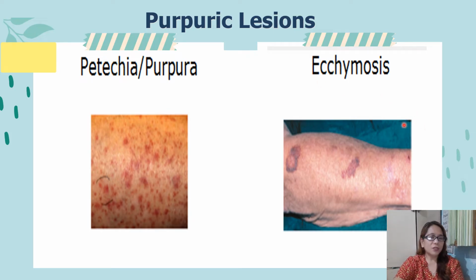Another purpuric lesion is the ecchymosis. This is a purple or purplish blue fading to green, yellow, and brown with time. This is larger than the petechia. It is more than 3 millimeter in size. It could be round or oval, sometimes irregular. This bruising is from trauma, and it can also be seen in the patient with bleeding disorder.